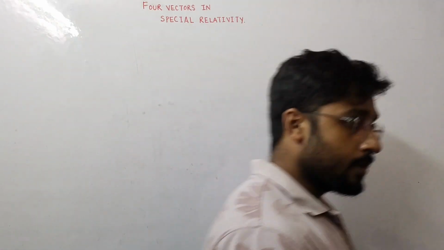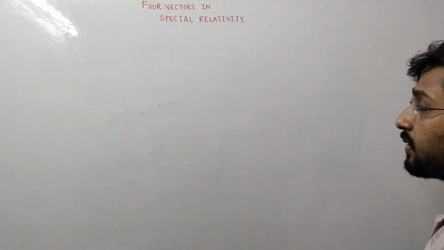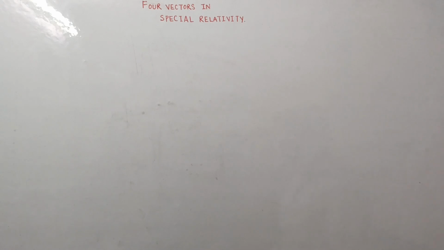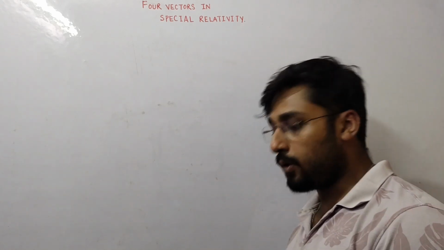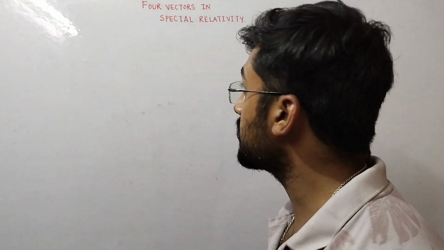So hello students. So this will be a lecture on the four vectors that arise in the context of special relativity or in the context of general relativity. Knowing four vectors would eventually help you to solve some of the most important problems that we often encounter in the domain of theoretical physics.